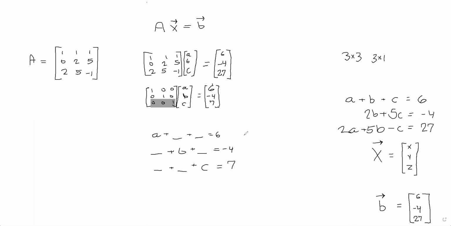So this is why the identity matrix is such a great thing to have. It explicitly tells us our solution. It tells us right away that our solution is 6, -4, 7. So that is what a solution looks like.